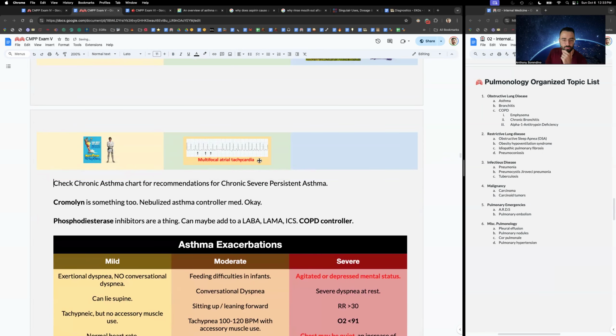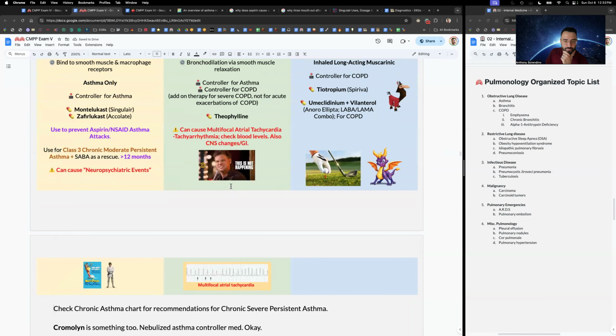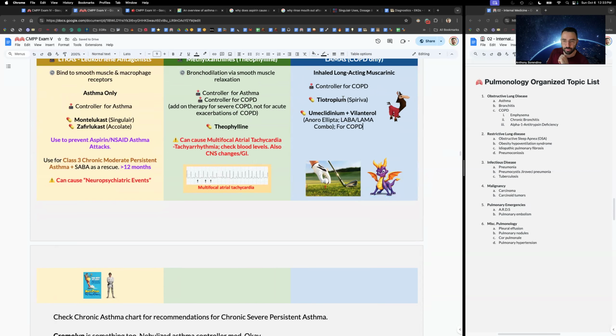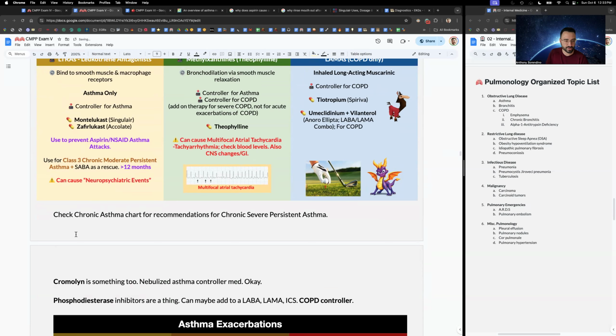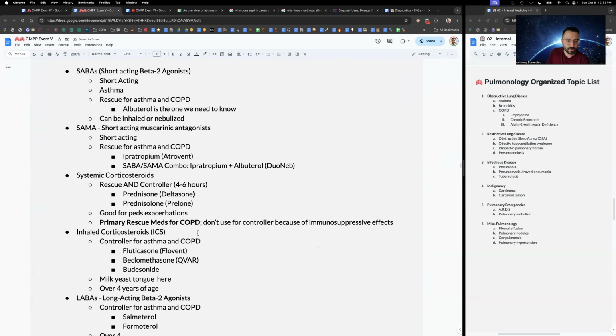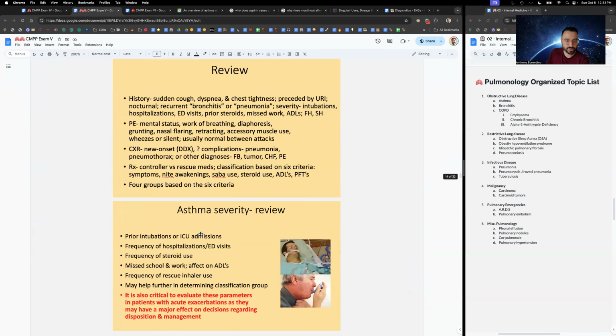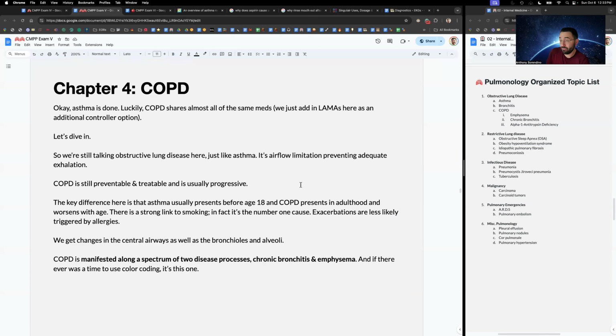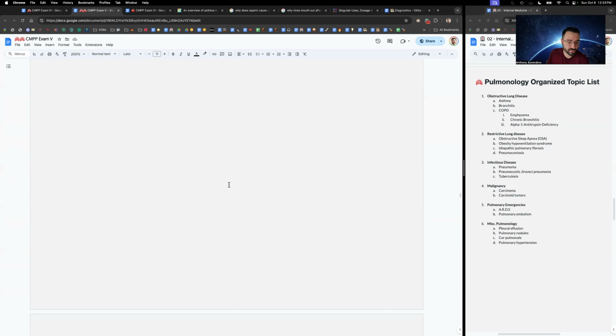Oh yeah, here's multifocal atrial tachycardia. These are just too big to fit. Oh, Theo for theophylline. I used to put little pictures here to help me remember. Like here's Spiro for Spiriva, Luke for leukotriene, Monty Python for montelukast, whatever. I don't really use that stuff anymore. This is just more stuff on medications. Okay, that's it for asthma. It's really nothing too crazy.